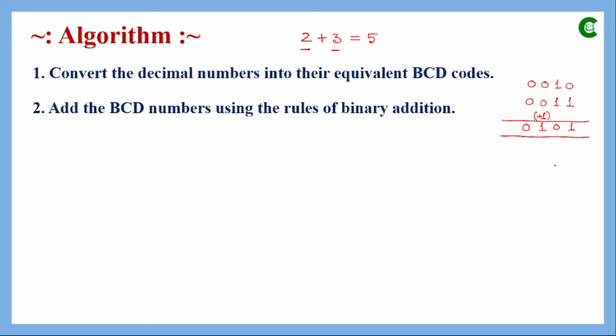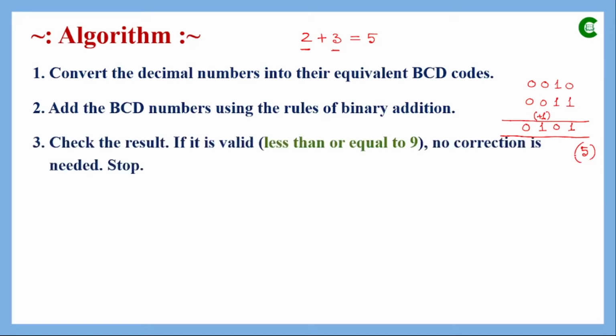And what is the equivalent of 0101? In decimal number system, that is 5, which we have already learned. Now what to do next? We will check if the result is valid. And what is the valid range? The valid range is 0 to 9, and 5 is within that range. So this is a valid number in BCD. If it is valid, that means if it is less than or equal to 9, then no correction is needed, and that is the final result. So here the final result of addition will be 5.